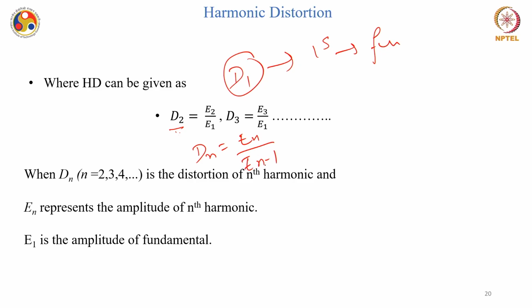Or you can simply say it is not n minus 1, you can simply say E1. So, all will have E1 at the bottom. So, Dn is equal to En divided by E1. So, D2 is equal to E2 by E1, D3 is equal to E3 by E1. I have to keep E1 everywhere because this is the amplitude of the fundamental signal. So, this D2 is equal to E2 by E1 and En represents the amplitude of the nth harmonic, and E1 represents the amplitude of the fundamental signal.